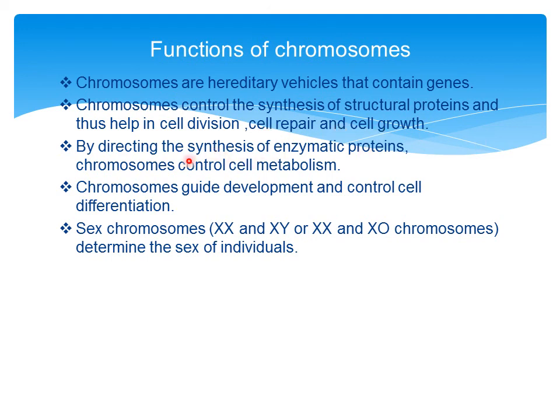Whereas in the third point, we can see that by directing the synthesis of enzymatic proteins, chromosomes control the cell metabolism. So first, acting as a carrier of hereditary vehicle, helping in cell division, cell repair, cell growth. By directing the synthesis of enzymatic proteins, they control the cell metabolism. Now chromosomes guide the development and control of cell differentiation. And the last one, sex chromosomes, that is XX, XY and XO chromosomes, determine the sex of individuals.